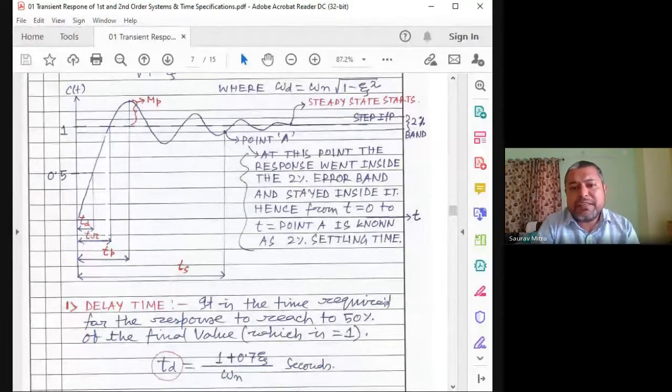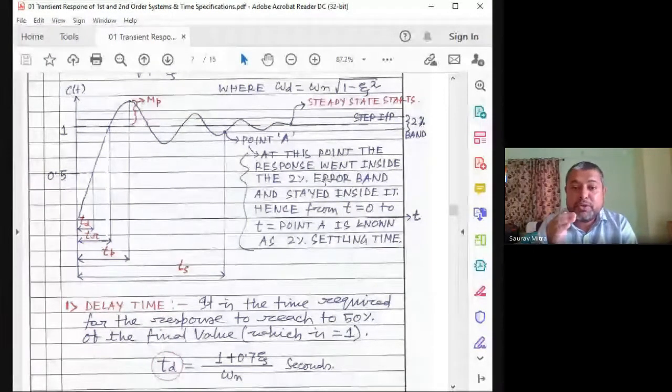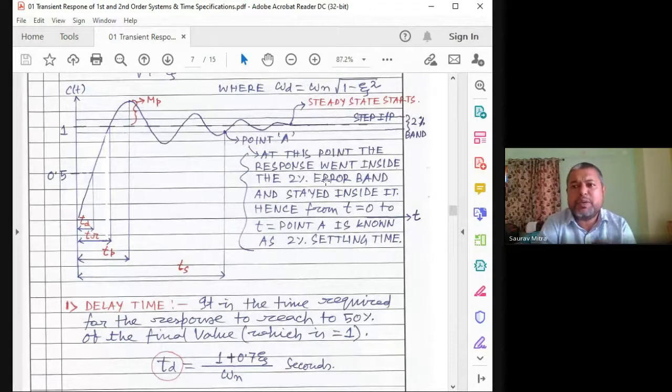So these were the things I wanted to tell you. So what is point A? At this point the response went inside the 2% error band. That means the waveform will not exceed 1.02, the waveform will not come below 0.98. So it will sustain within the 2% error band, and 2% error is almost equal to 0 error. So at this point the response went inside the 2% error band and stayed inside it.